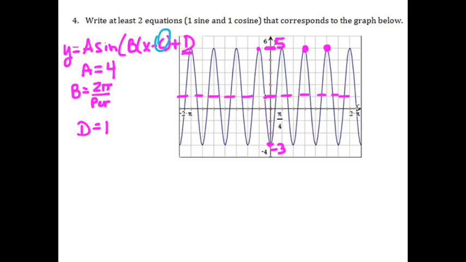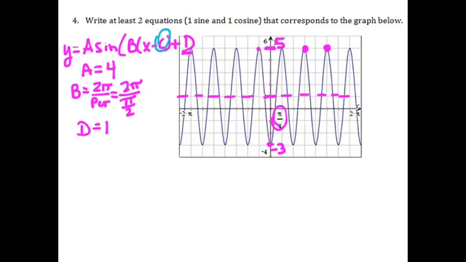So I can see here that my period is 2 squares between these two points. I've got 2 squares between them. Each square is pi over 4. Those are my units labeled there on the x-axis. So if I have 2 pi over 4 squares, that's going to be pi over 2. So I need to do 2 pi divided by pi over 2, because pi over 2 is my period.